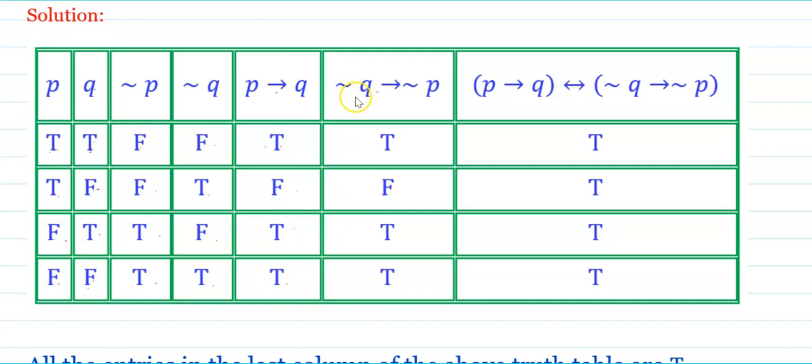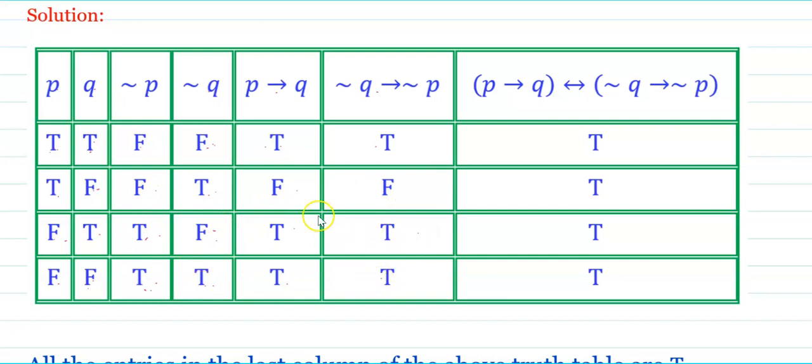Next, negation of Q implies negation of P. Now, again the implication. Both of them are the same, then it is true. Otherwise, both of them are the same, therefore it is true. F implies F is true. T implies F. What does it imply? F. F implies T. It implies T. Therefore it is T. Both of them are the same. Therefore it is true.